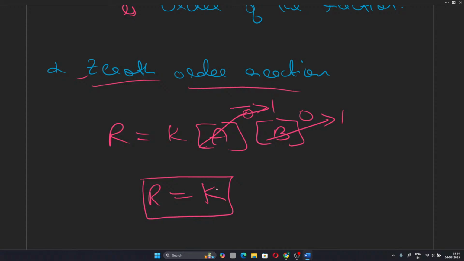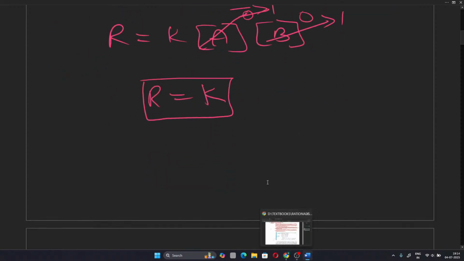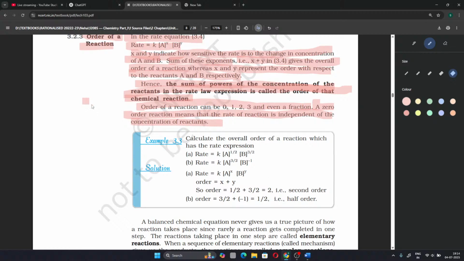And of course, this is only with regard to concentration. If there is a change in concentration, the rate will always be constant. The rate will not change with even a slight or a large change in the concentration. That is what they mean by being independent of the concentration of the reactant.